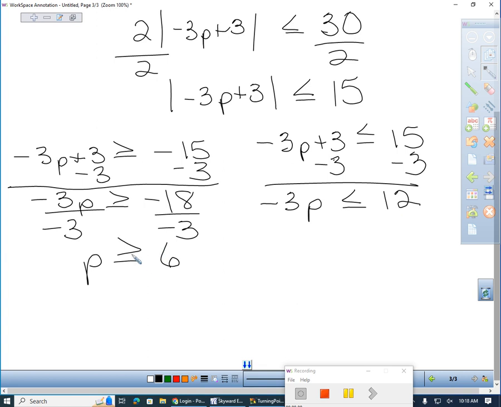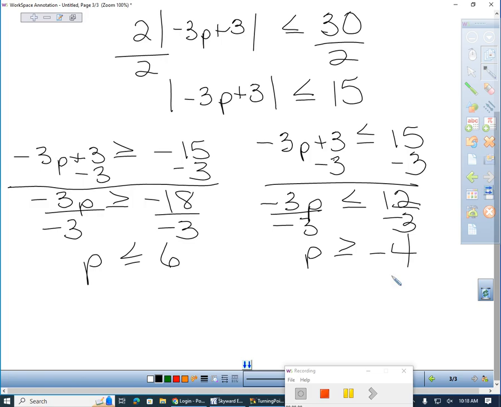I haven't divided yet. I flipped. Oh, I didn't flip it. My bad. I didn't flip it. Thank you. See? All right, it flips. You're right. So when I divide by a negative 3, what happens over here? It flips. So I get p is greater than or equal to negative 4.